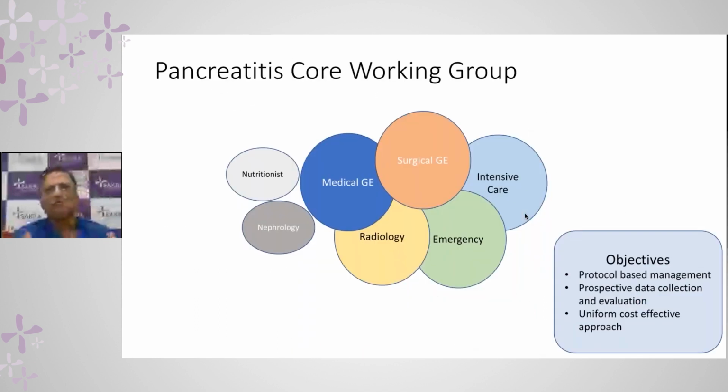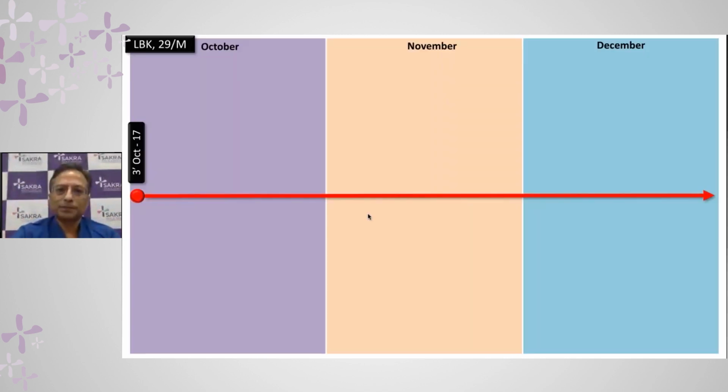So what we have at Sakra is a pancreatitis core working group. We have surgical gastroenterology, medical gastroenterology, emergency department, intensive care, radiology, and then we need help of nutritionists, nephrology. What it does is we have laid down protocols how to manage. It becomes more cost effective. No unnecessary treatments are done. And the team works in close coordination so that the best treatment is allocated to the patient, and the right timing. I told you about timing of intervention, timing of CT, and all that can be discussed and done.